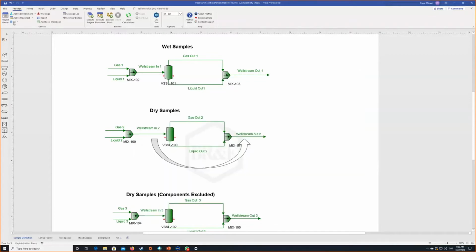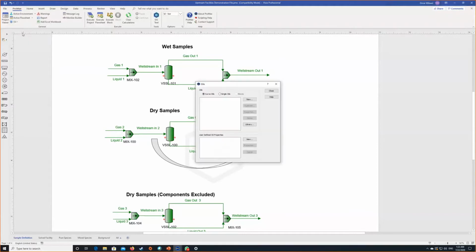To add an oil, we need to hop on over to the oil button. It is under active flow sheet. Here are all the oils that are available in my system. But if I hit the edit oils button, it gives me a dialog box with an option to add either curve oils or single oils.